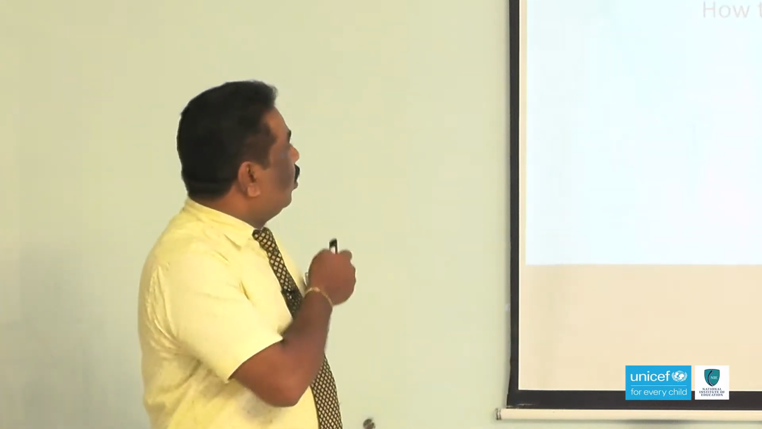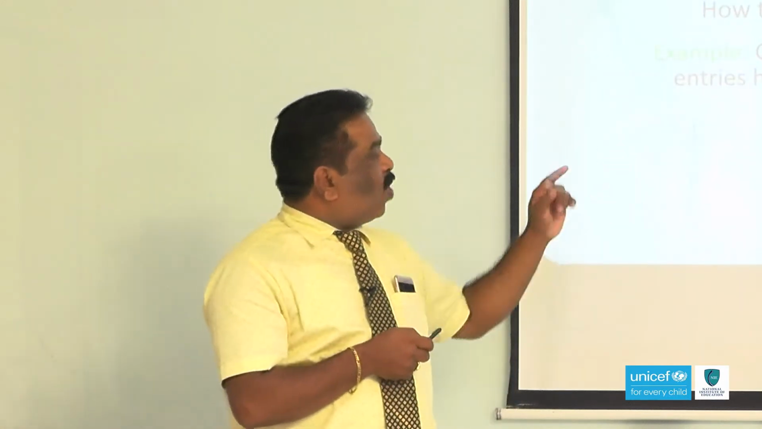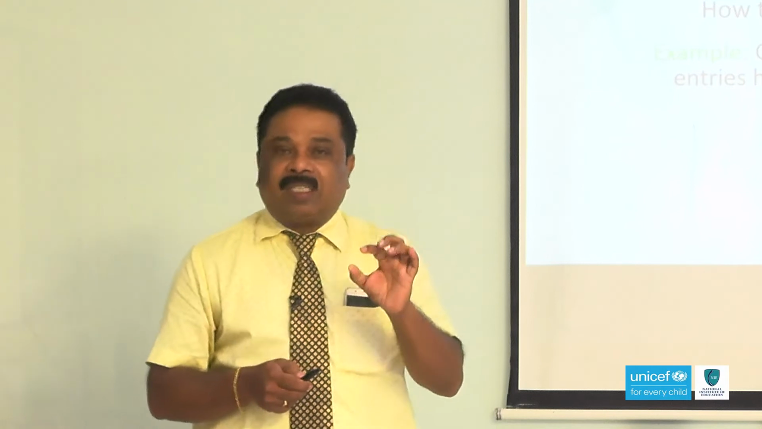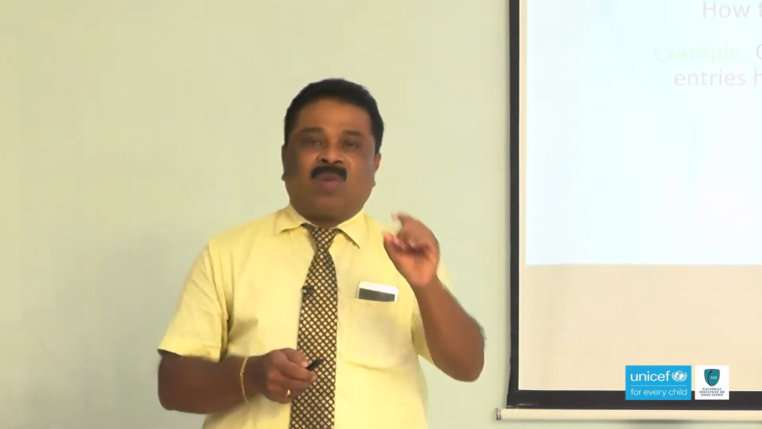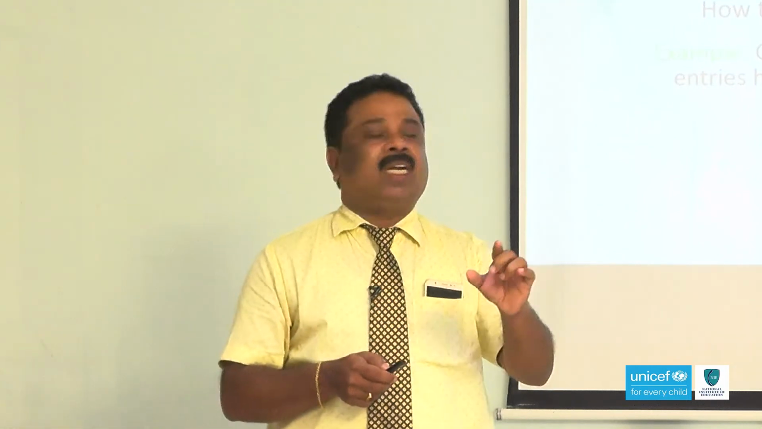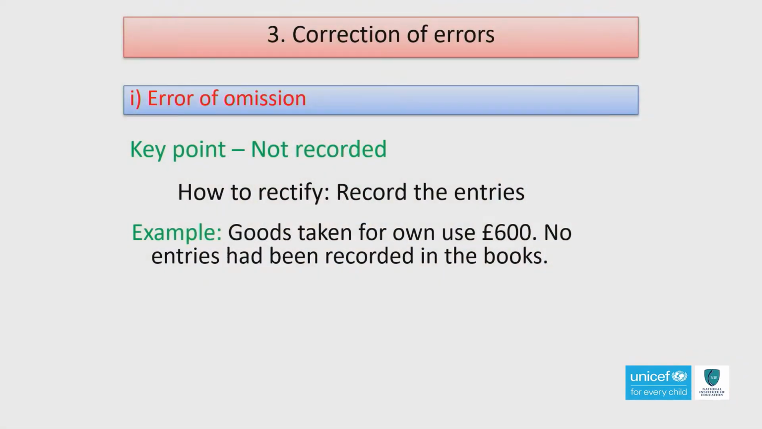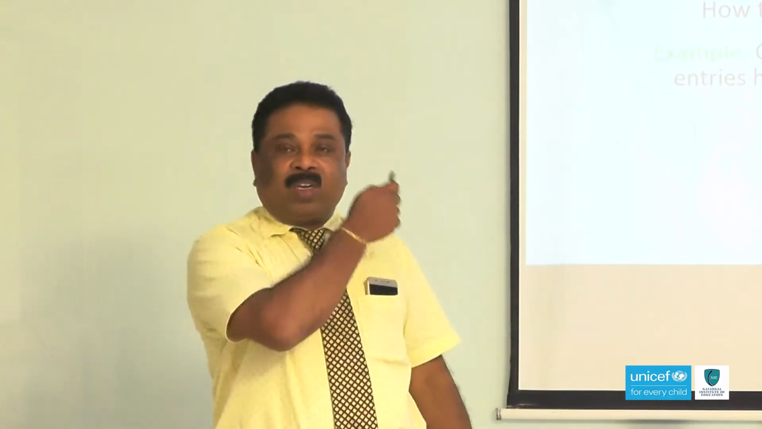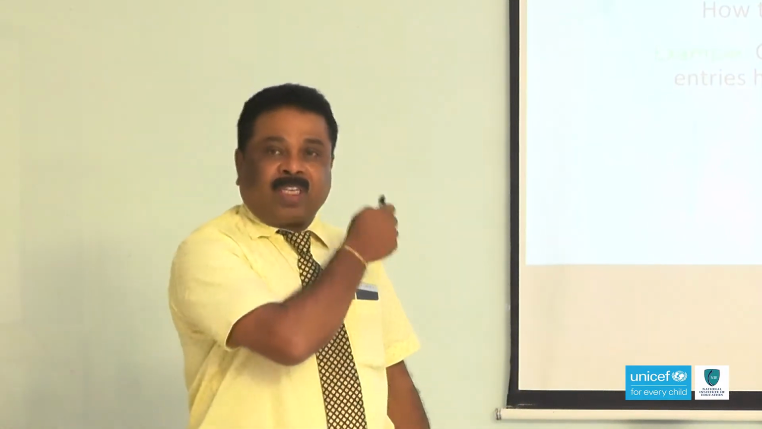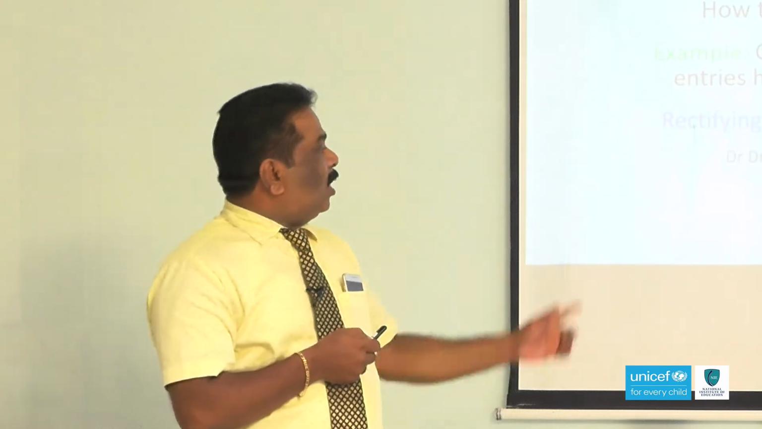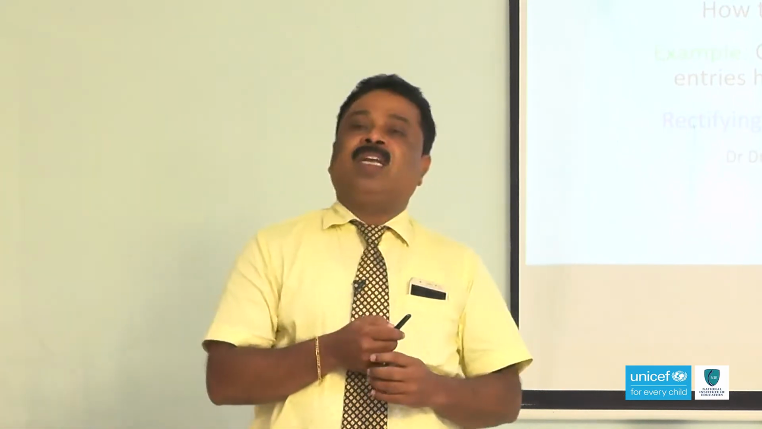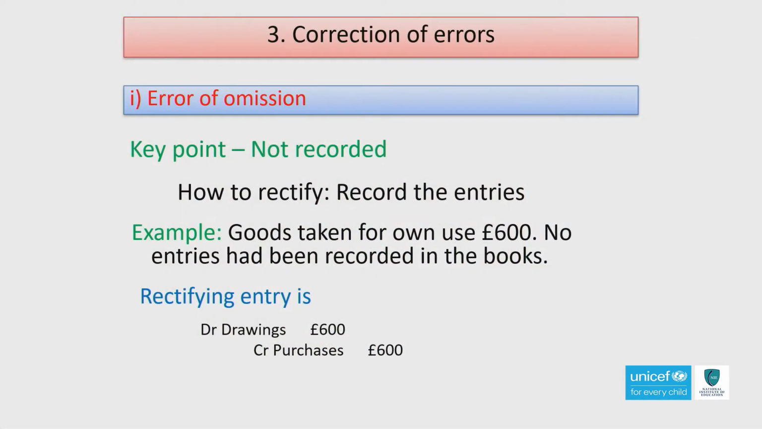For example, goods taken for own use, £600. No entry had been recorded in the books. Here you can find the words, no entry had been recorded. The key point says not recorded. So it is an error of omission, and we have to make an entry for that. So the rectification answer will be debit drawings 600, credit purchases 600.